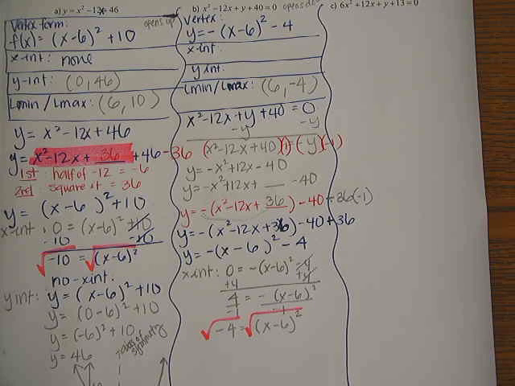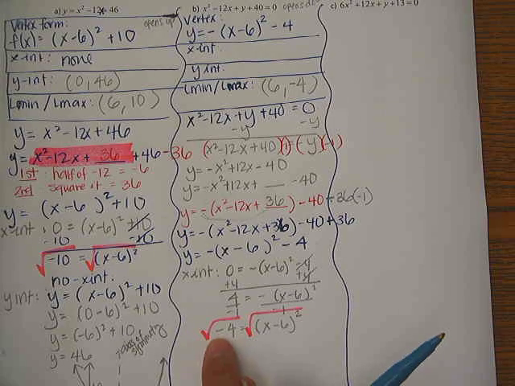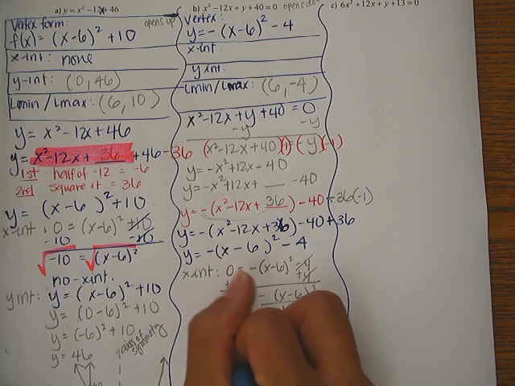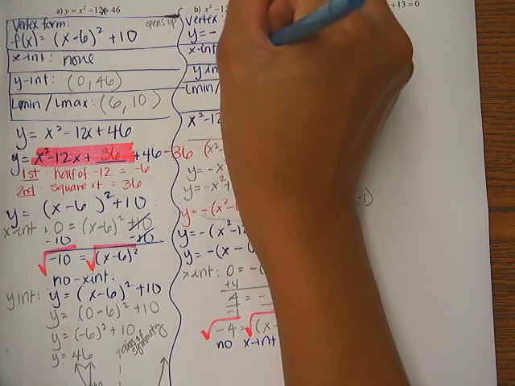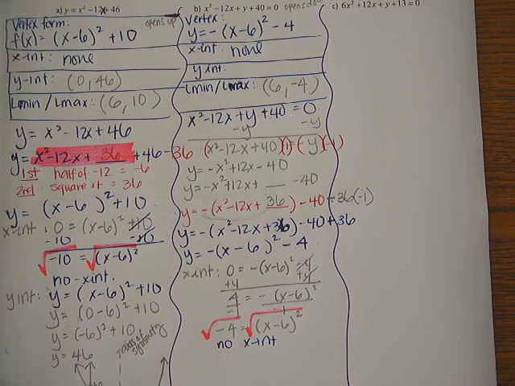If you say no x-intercept, why did you say that? Okay, no x-intercept because you cannot take a square root of a negative 4. No x-intercept. So on x-intercept, we're going to write none. All right, so now let's do y-intercept.